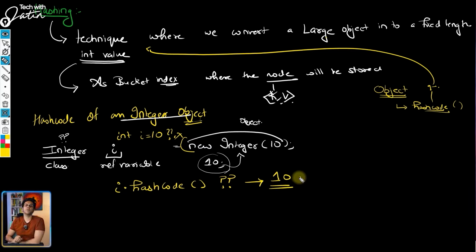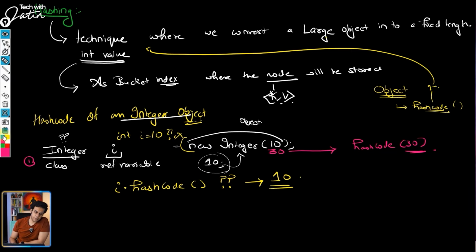Is this part clear to everyone? So if I was trying to create an integer object of 30, what will be the hash code? 30 itself. Is this part clear to everyone? Perfect. Can I go ahead? This was my first example.